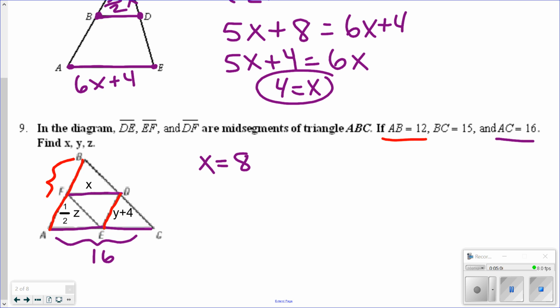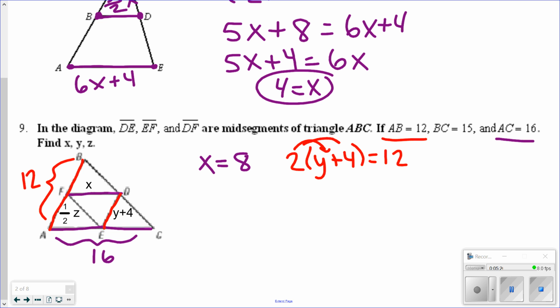So this entire segment here then is equal to 12. Well, let's remember, how do these two compare? Well, my mid-segment is half the length of the third side. So for DE to equal AB, I would need to multiply it by 2. So this would mean that 2 times (y plus 4) would equal the third side, which we know is 12.